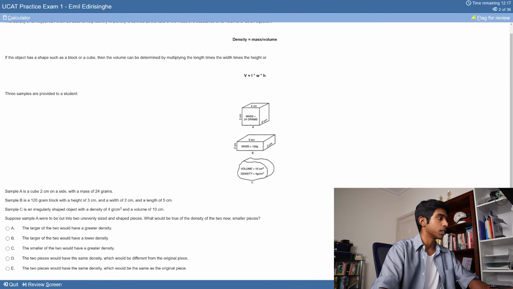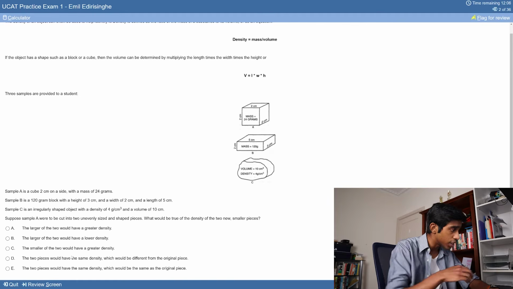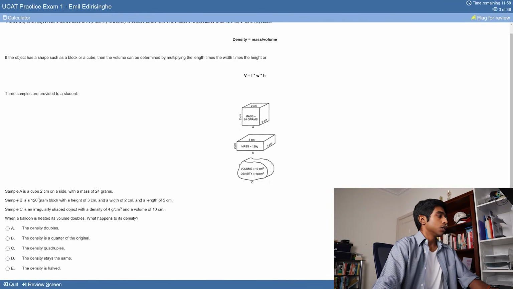Suppose sample A would be cut into 2 unevenly sized and shaped pieces. What would be true of the density of the 2 new small pieces? The density wouldn't change. Yeah, it wouldn't change. When a balloon is heated, its volume doubles. So if volume doubles, it's going to halve the density.